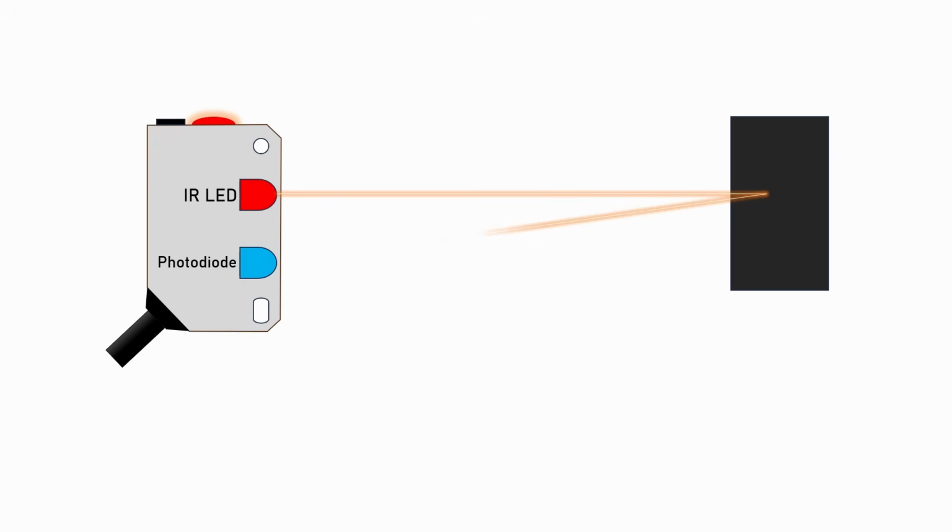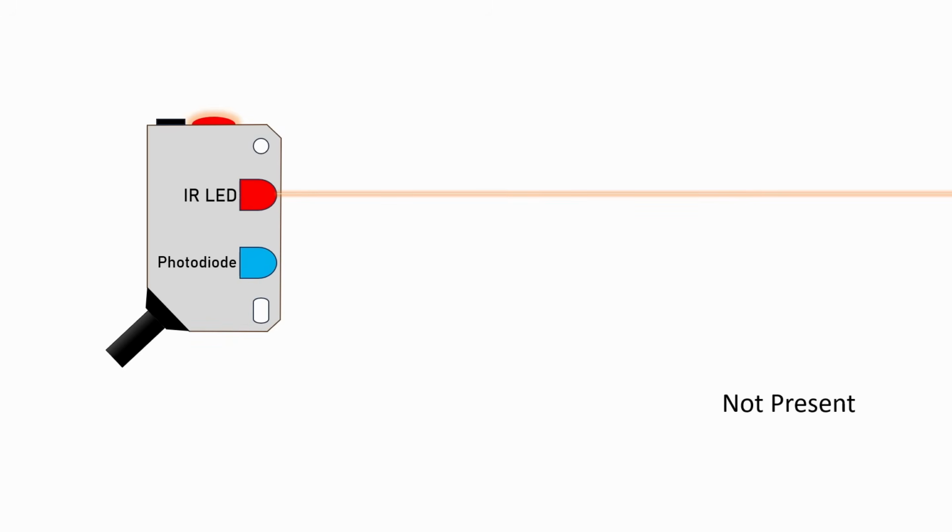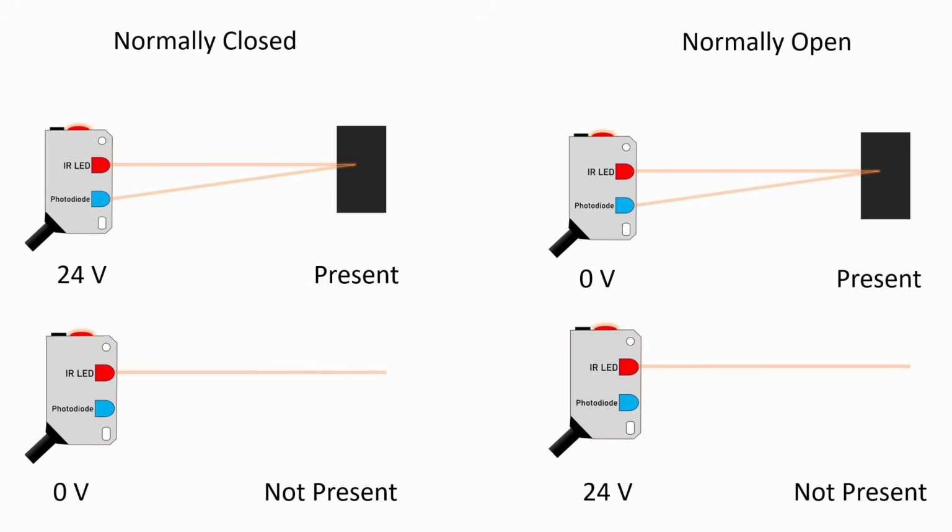But in industrial applications, we don't want a variable signal from such sensors. We want a sharp digital output. If an object is present, it should give 24 volts, not 5 volts, not 10 volts, it should give 24 volts. If not, it should be 0 volts, not 5 volts, not 10 volts, 0 volts. Yes, if the sensor is normally open type, then it will reverse, but only either 0 or 24.